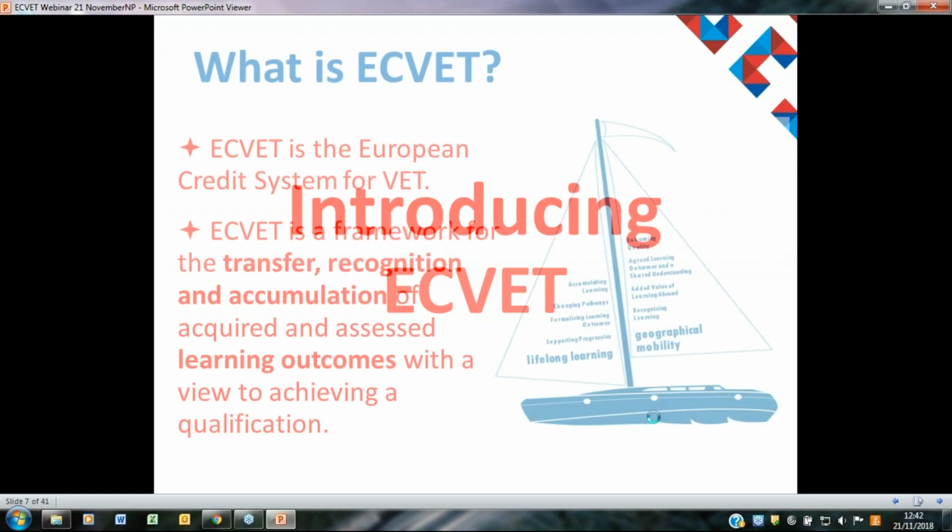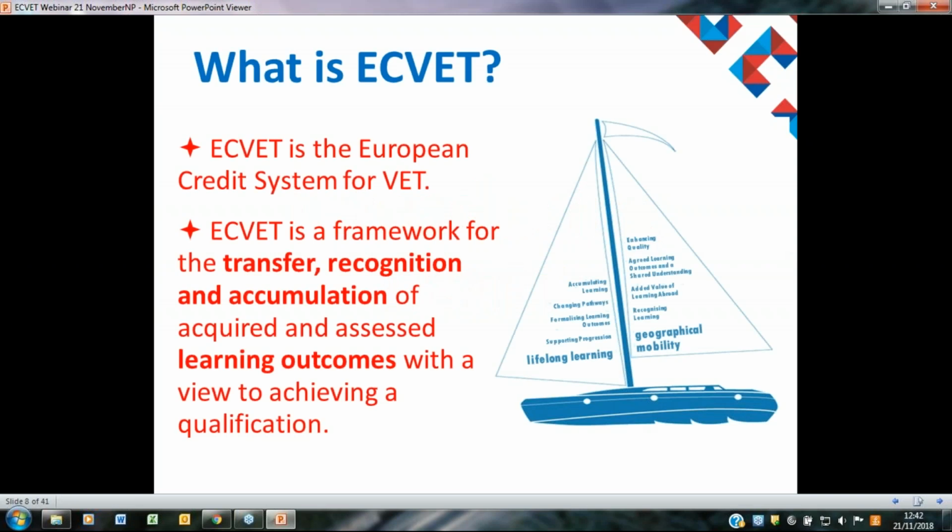So let's go back to introducing ECVET and what it stands for. What is ECVET? We don't mind whether you call it ECVET or ECVET, it's all the same to us, but ECVET is the European credit system for VET. You can see this definition as well as I can, but let's just go through because it is important. It's a framework for the transfer, recognition, and accumulation of acquired and assessed learning outcomes with a view to achieving a qualification. And we'll visit some of those key terms just now.